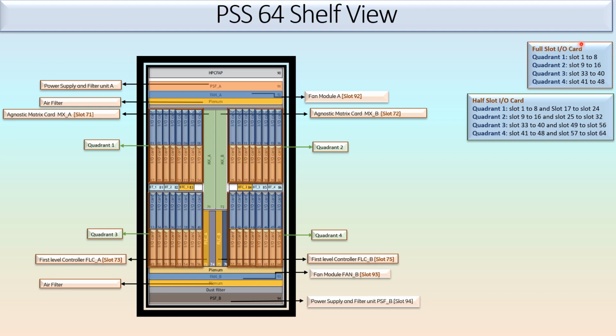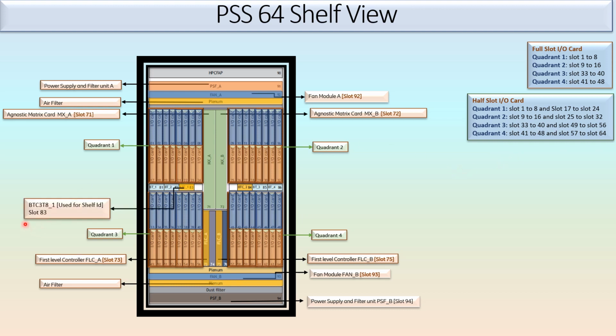Here you can see full slot. If the full slot input output card is used in all the quadrants, then the numbering of quadrant 1 is from slot 1 to 8, quadrant 2 slot 9 to 16, quadrant 3 slot 33 to 40, and quadrant 4 slot 41 to 48. If the half slot input output card is used, then the numbering for quadrant 1 is slot 1 to 8 and slot 17 to 24, quadrant 2 slot 9 to 16 and slot 25 to 32. Quadrant 3 slot 33 to 40 and slot 49 to 56, and quadrant 4 slot 41 to 48 and slot 57 to 64. I have already discussed this in the previous slide.